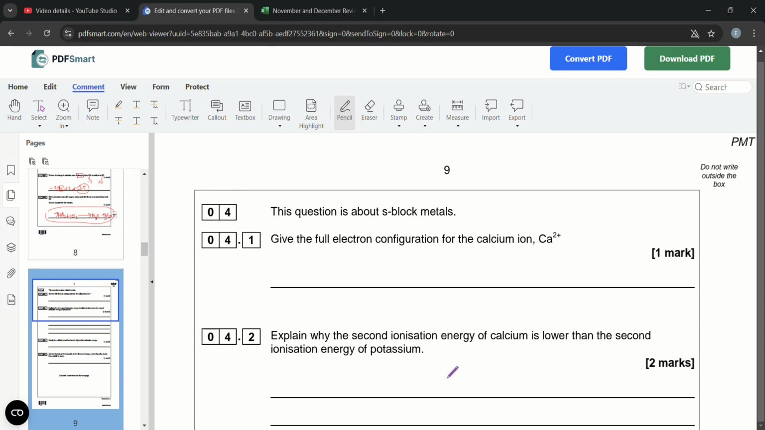Question 4. This question is about S block metals. Give the full electron configuration for the calcium ion Ca2+. It's going to be 1s2, 2s2, 2p6, 3s2, 3p6.